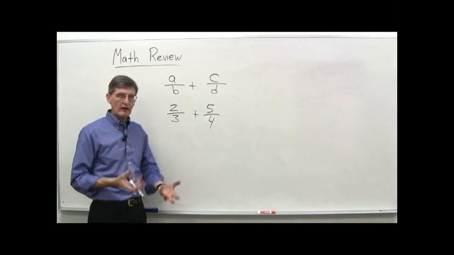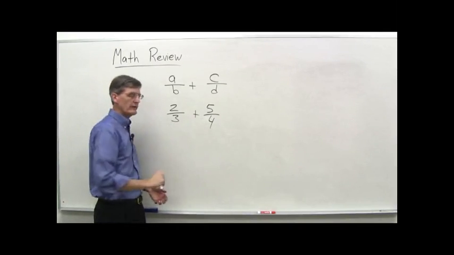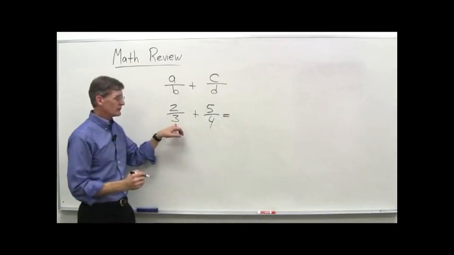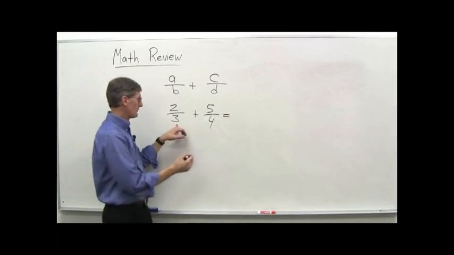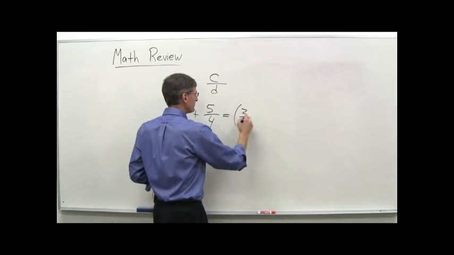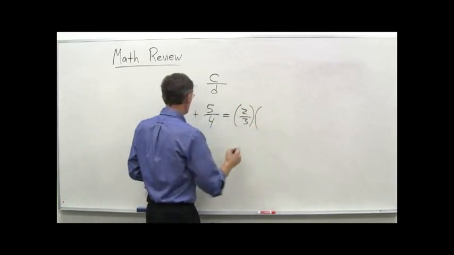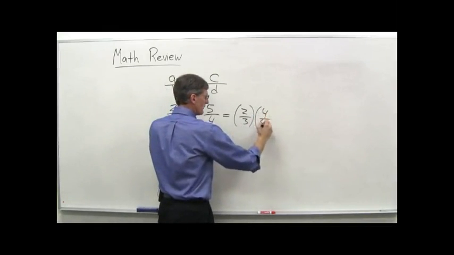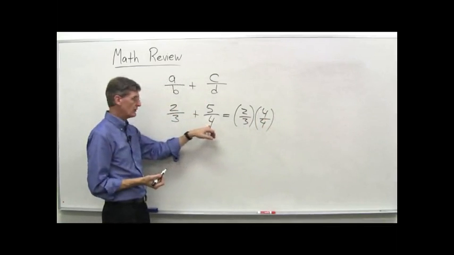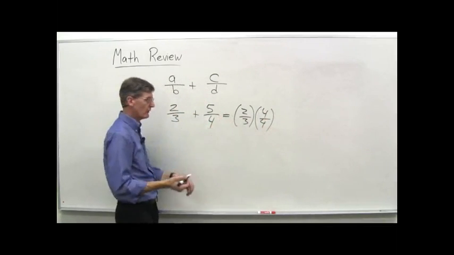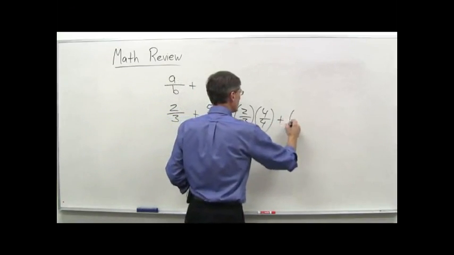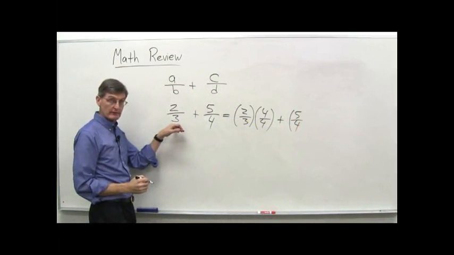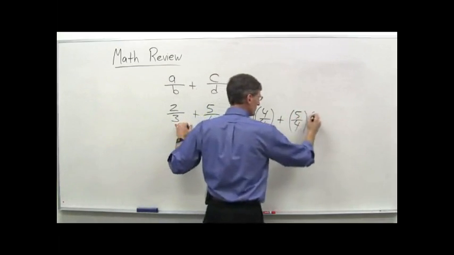So remember, we need to get a common denominator. We want the bottom part here to be the same. The way we do that is we do a little trick. We multiply in the form of 1. Remember, so we have 2/3 times, look at the other denominator, the 4. So 4/4, that's just 1. I haven't changed the 2/3. 2/3 times 1 is 1. Plus 5/4 times 3/3, this denominator.